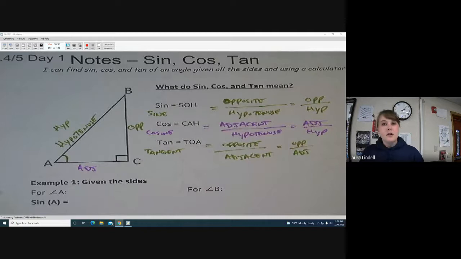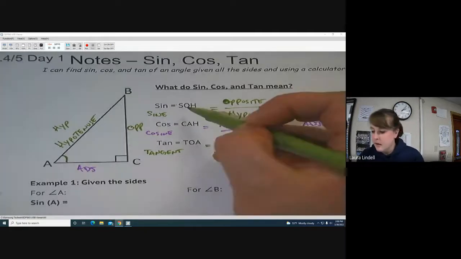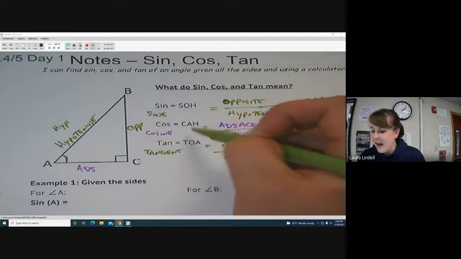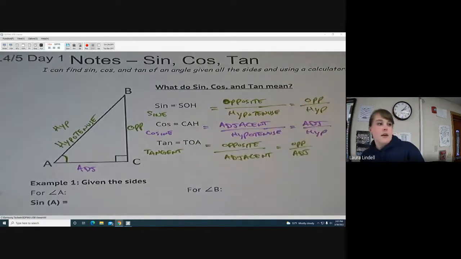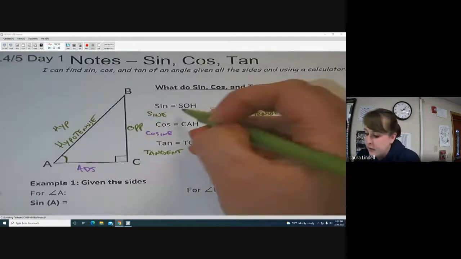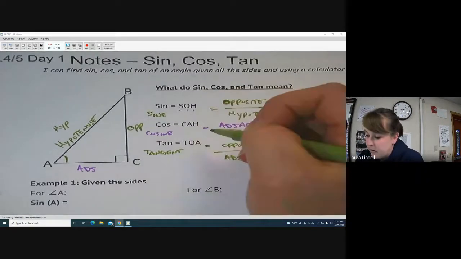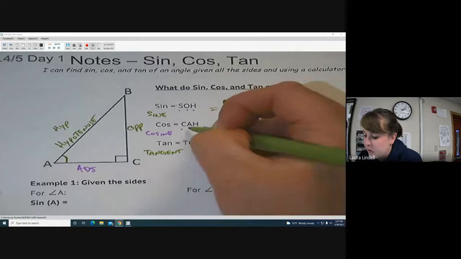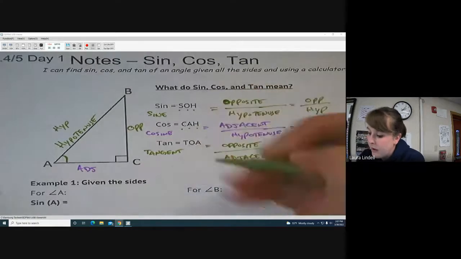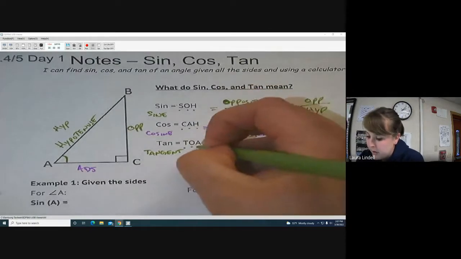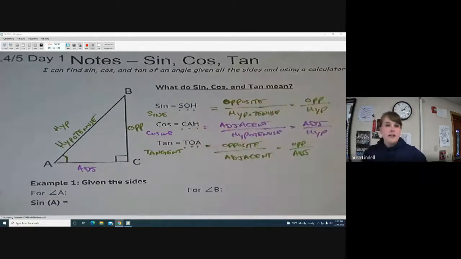Okay, so you might have noticed this SOH, CAH, and TOA written right here. It's a way that we can help ourselves remember which ratio is which. This stands for sine is opposite over hypotenuse, cosine is adjacent over hypotenuse, and tangent is opposite over adjacent. And so a lot of people like to say SOHCAHTOA to help themselves remember the acronyms.